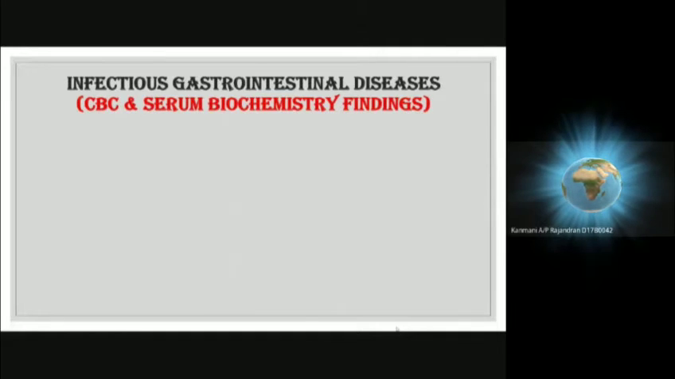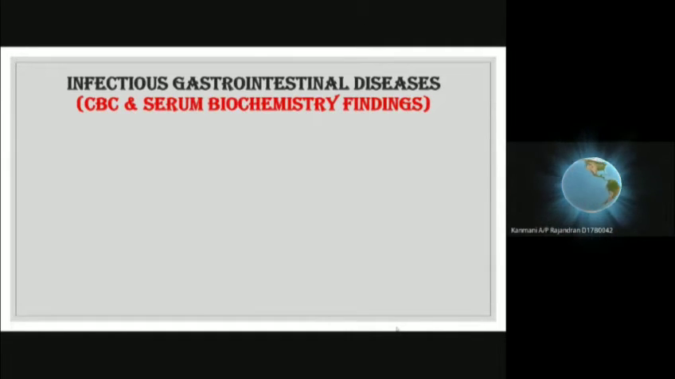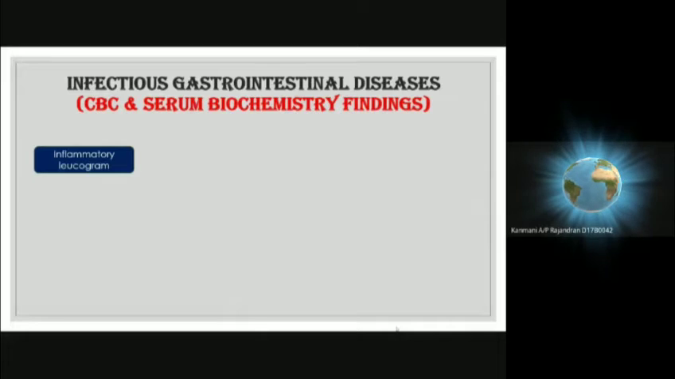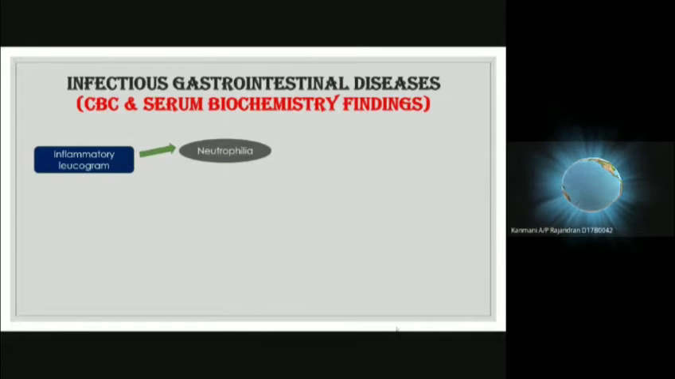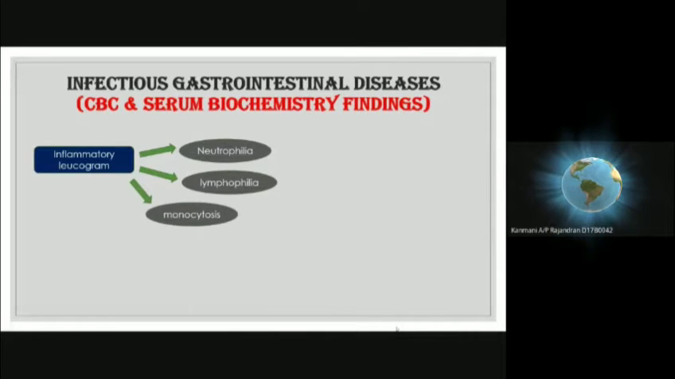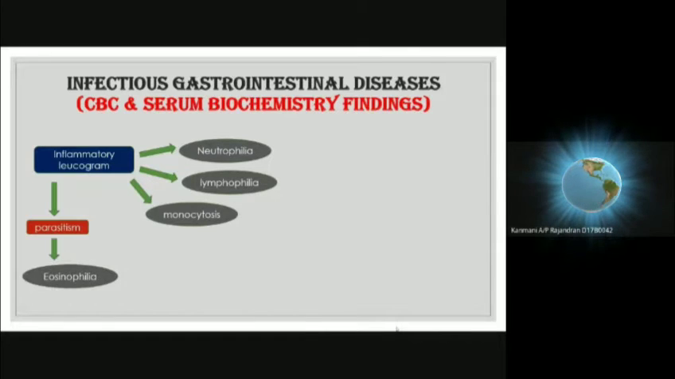Well, next, let's move to the suggestive laboratory findings in serum biochemistry tests and complete blood count associated with gastrointestinal diseases. First, let's talk about infectious gastrointestinal diseases. In the case of infectious gastrointestinal disease, there will be an inflammatory leukogram with marked neutrophilia, marked lymphophilia, and monocytosis. In the case of parasitic gastroenteritis, there will be an inflammatory leukogram with the addition of marked eosinophilia.